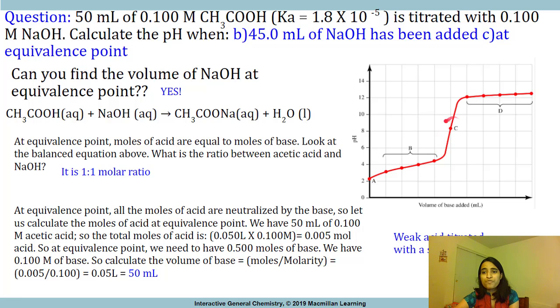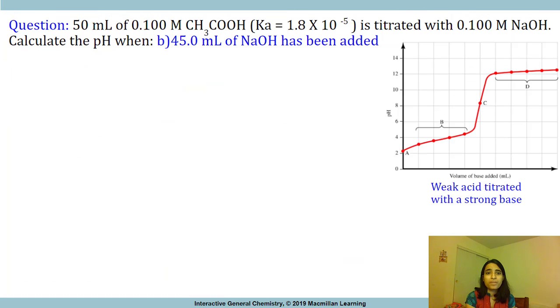At this point, when it's 50 milliliters, the base and the acid are at the same amount. So we can say the base neutralized the acid. We no longer have any acid at this point. And at this point, we have more base than the acid. With this information, let's go ahead and do part B. In part B, we're told that we have 45 milliliters of sodium hydroxide. What this means is we are still at a part where we have more acid than the base.